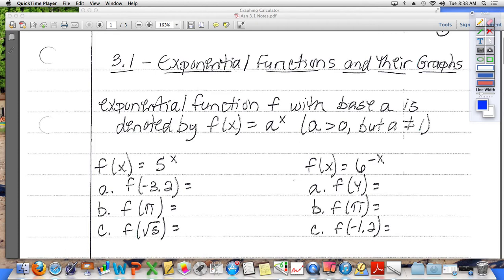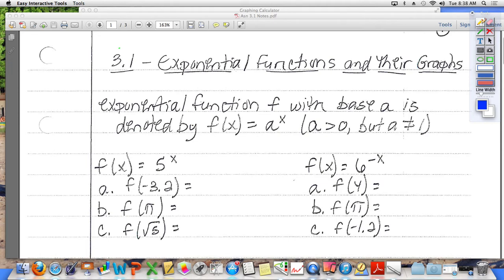New chapter, chapter 3 on exponentials and logarithms. And we're going to start off by just reviewing some basics of exponentials. If you have a function, f of x is equal to 5 to the power of x, and I'm asking you to evaluate the function at negative 3.2, or at pi, or at the square root of 5, all you need to do is replace the x value with these values.